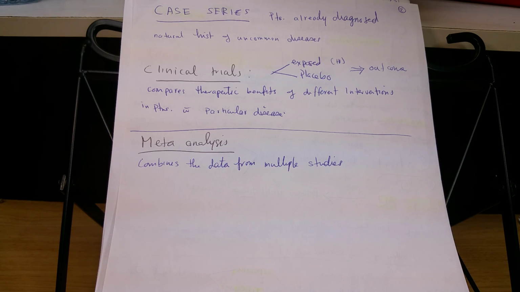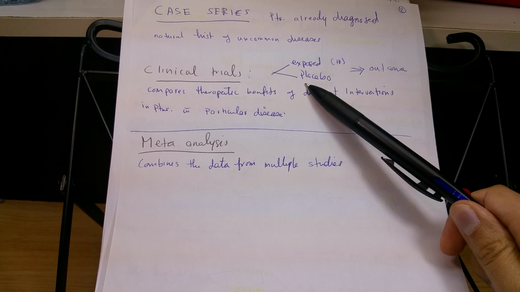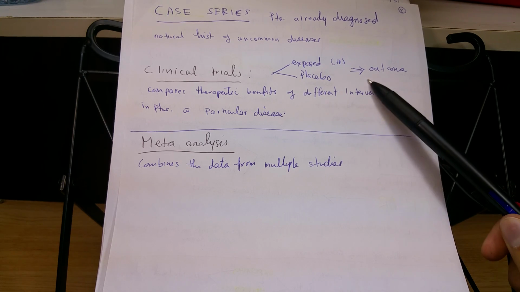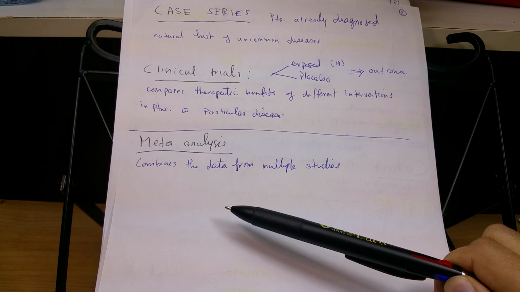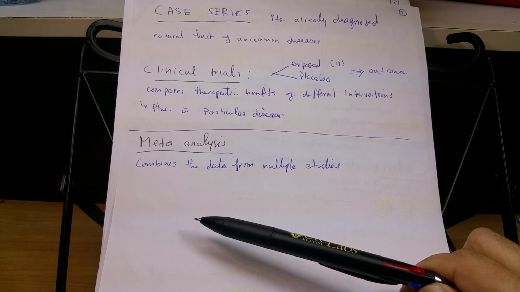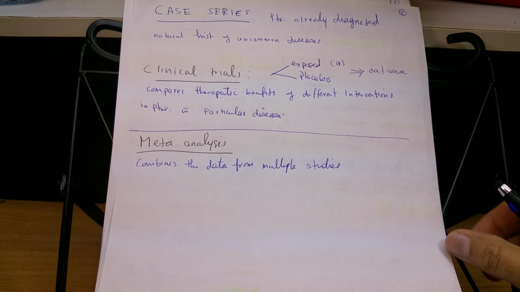There are clinical trials. These are intervention clinical trials, not observational anymore. We have exposed people who are given treatment, and we have another group that receives only placebo. We see what the outcome is. We also have something called meta-analysis, which combines data from multiple studies to provide more power.